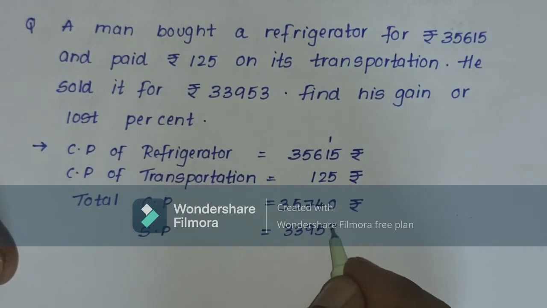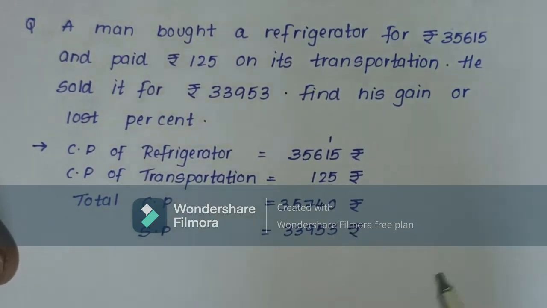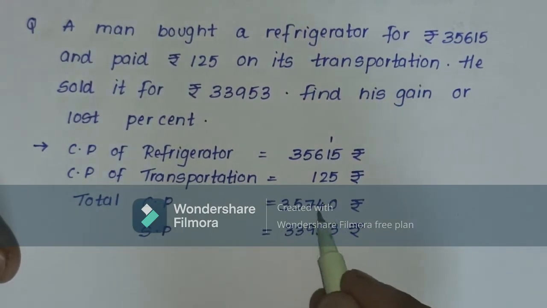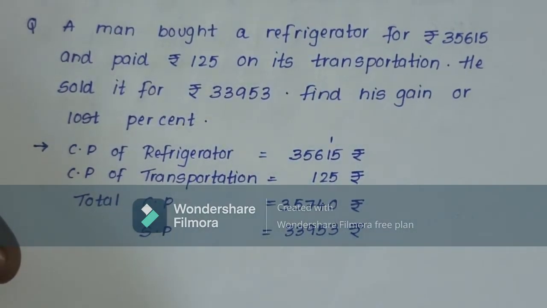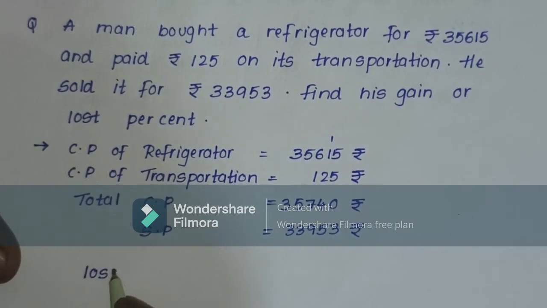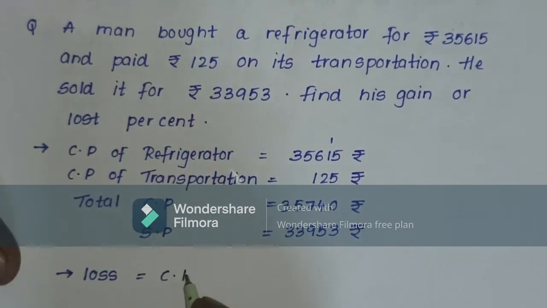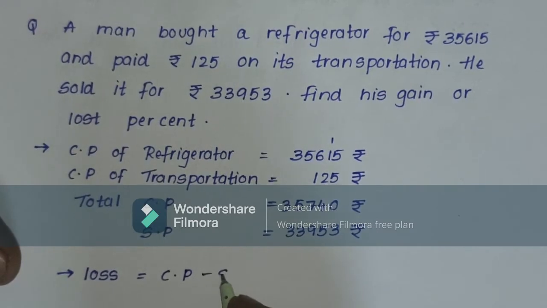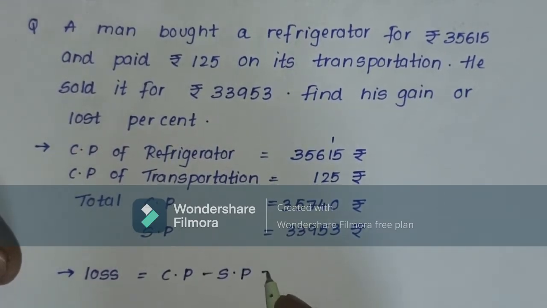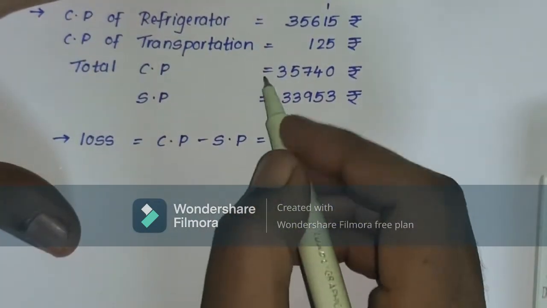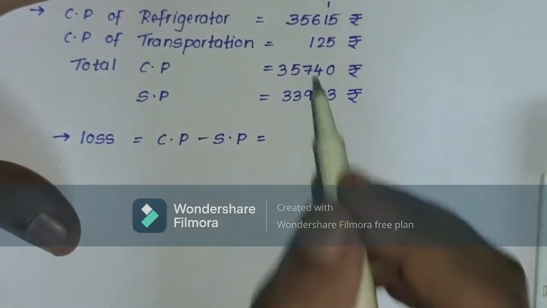33,953 rupees. If you see, again, selling price is less than the cost price, where cost price is greater than the selling price. Therefore, we can say that we are going to get a loss. Okay, we are going to get a loss. Therefore, we know very well that loss is equal to CP minus SP. Right, student? So now, student, let us subtract SP from CP.